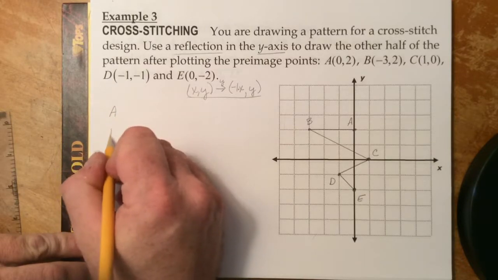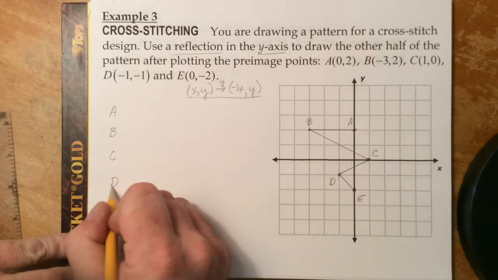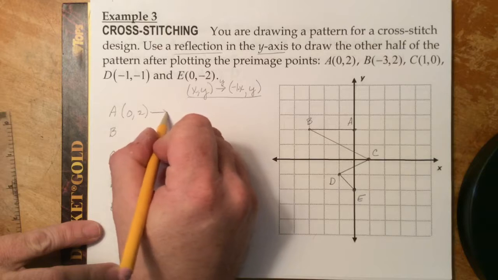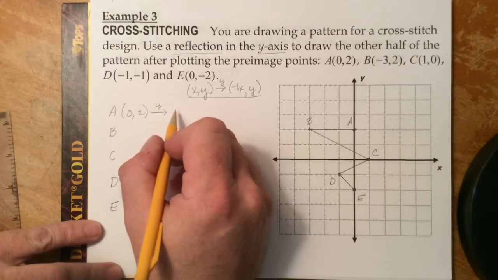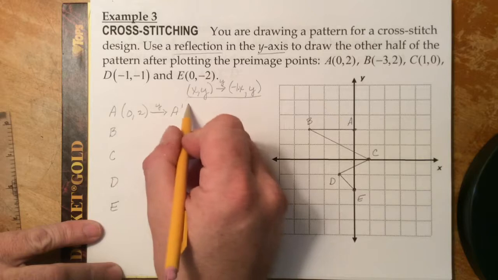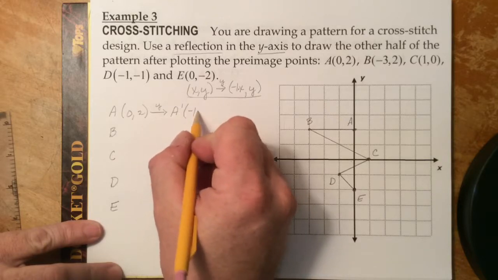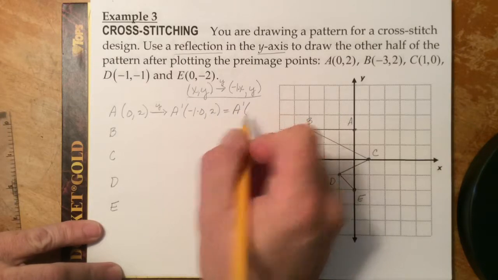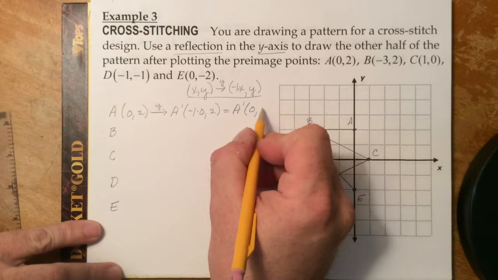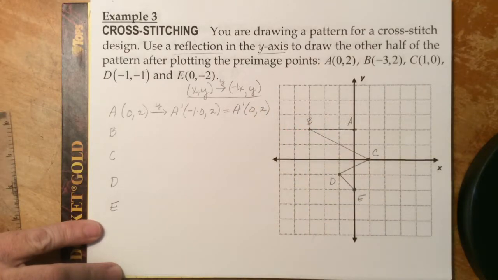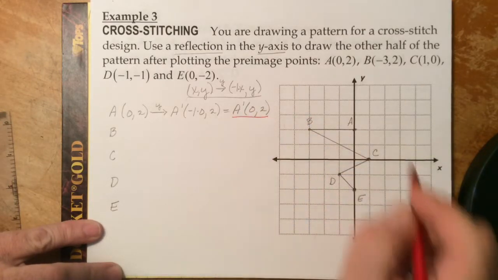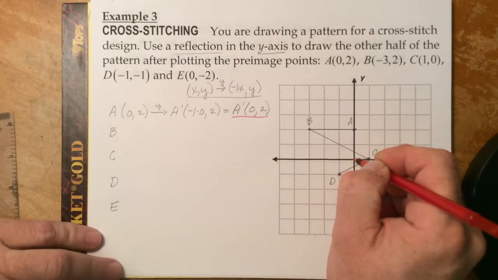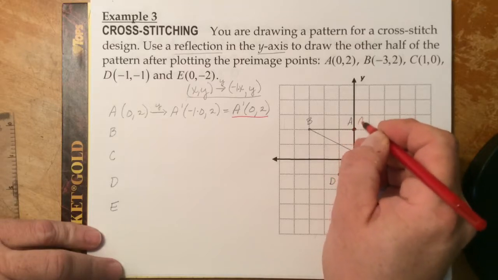So here's A, B, C, D, and E. A was at (0, 2), so across the y-axis, we reflect to get A prime, and we multiply -1 with the x-coordinate, comma 2. That gives us A prime at -1 times 0 is still 0, (0, 2). So it's going to be in the same location. A is at (0, 2), so 0 left to right, up 2. So A prime is still at the same location.